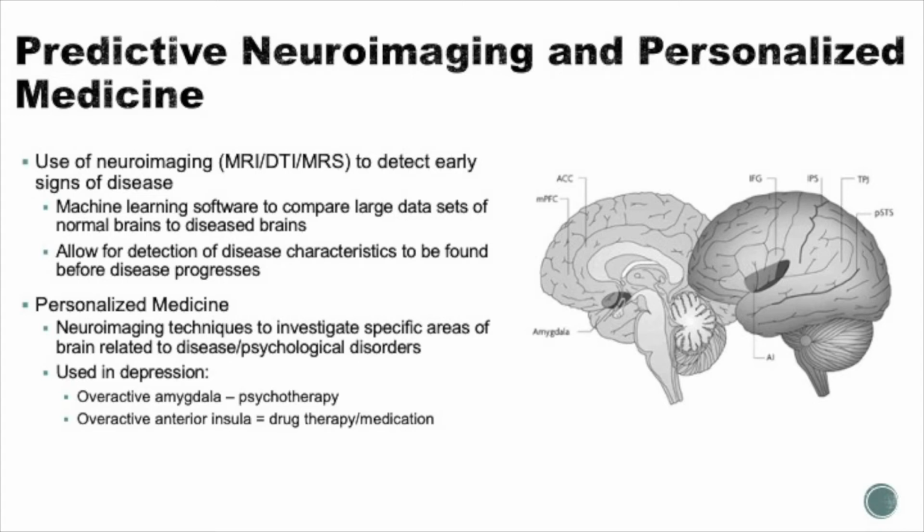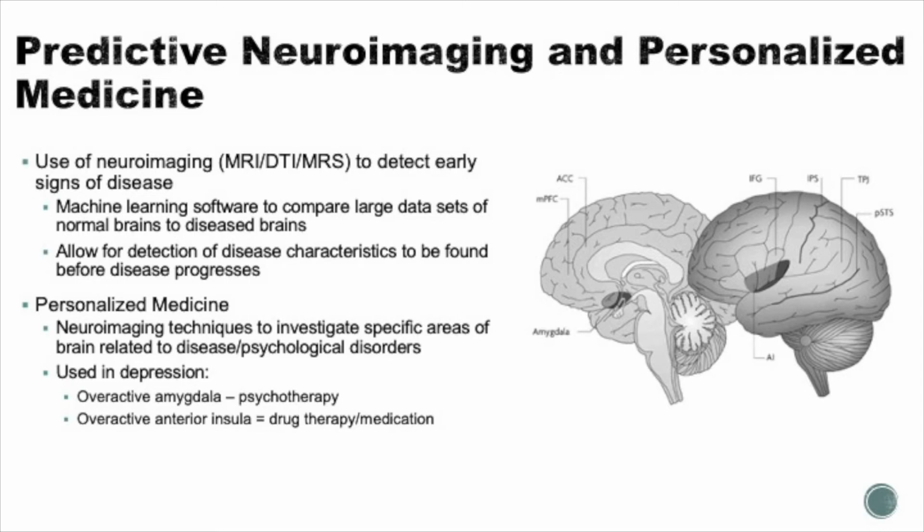And what's done is that there is machine learning software that compares very large data sets of all of these scans of normal brains in comparison to diseased brains. And this allows for the detection of disease characteristics that are found before the disease really progresses or before the onset of symptoms. So using this predictive neuroimaging can help predict the type of disease or deficits that might occur before the disease really starts progressing or before the symptoms begin.